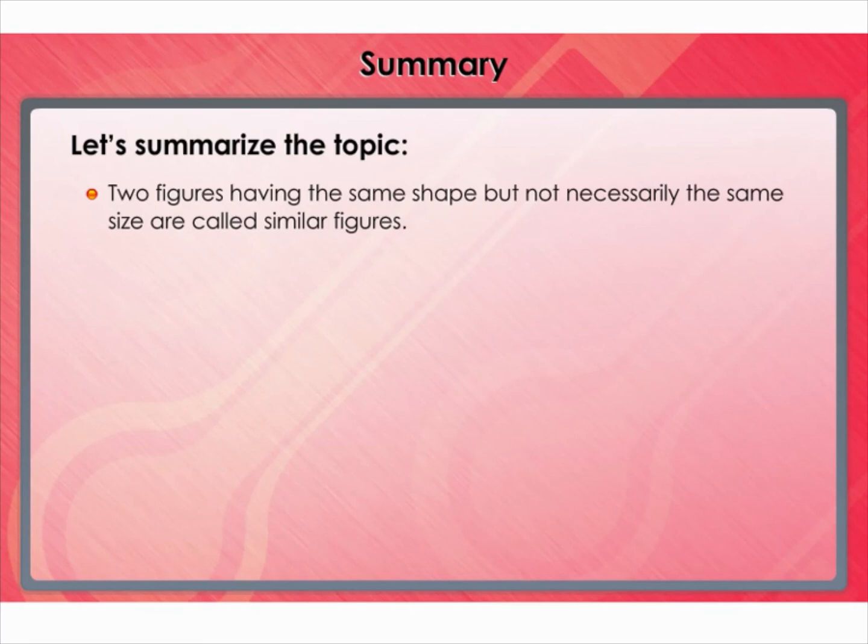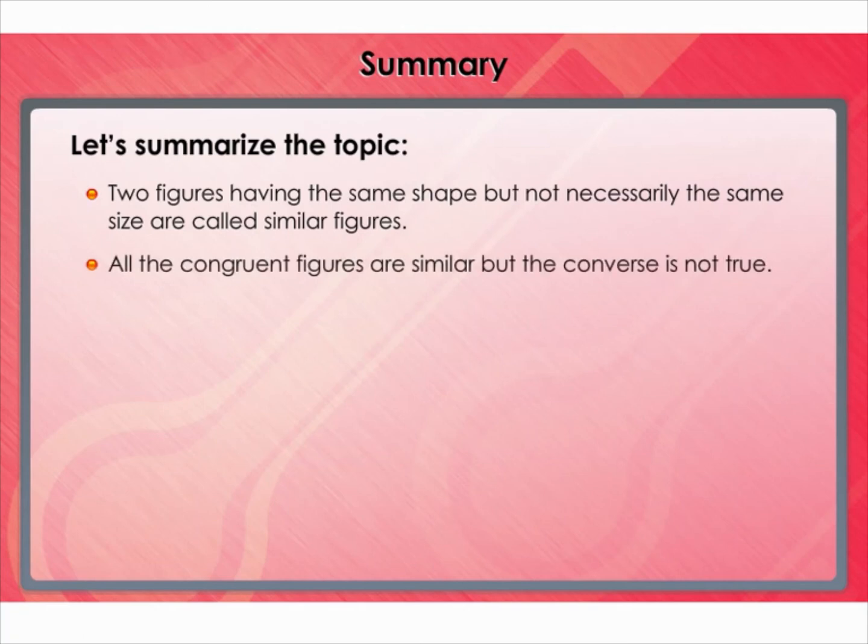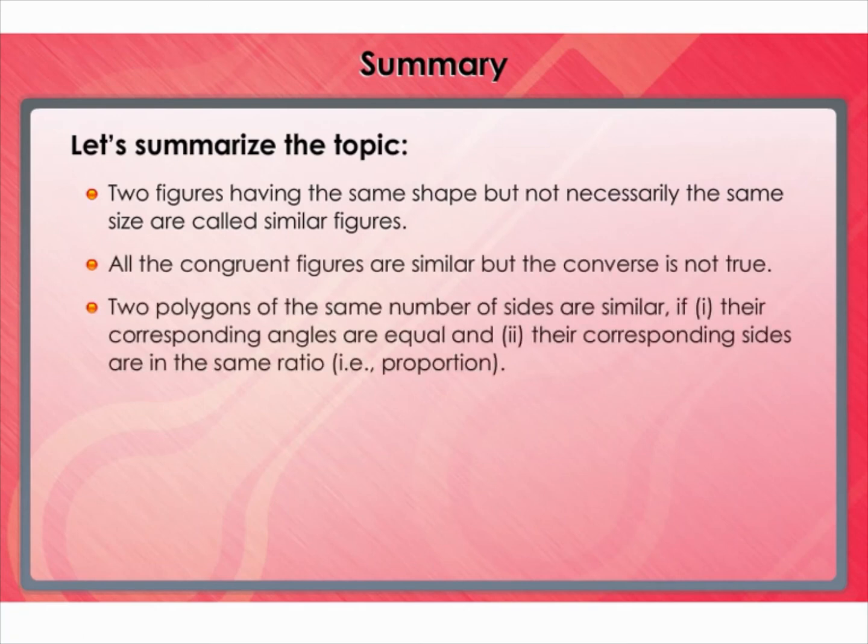Summary. Let's summarize the topic. Two figures having the same shape but not necessarily the same size are called similar figures. All congruent figures are similar, but the converse is not true. Two polygons of the same number of sides are similar if 1. Their corresponding angles are equal, and 2. Their corresponding sides are in the same ratio, that is, proportion.